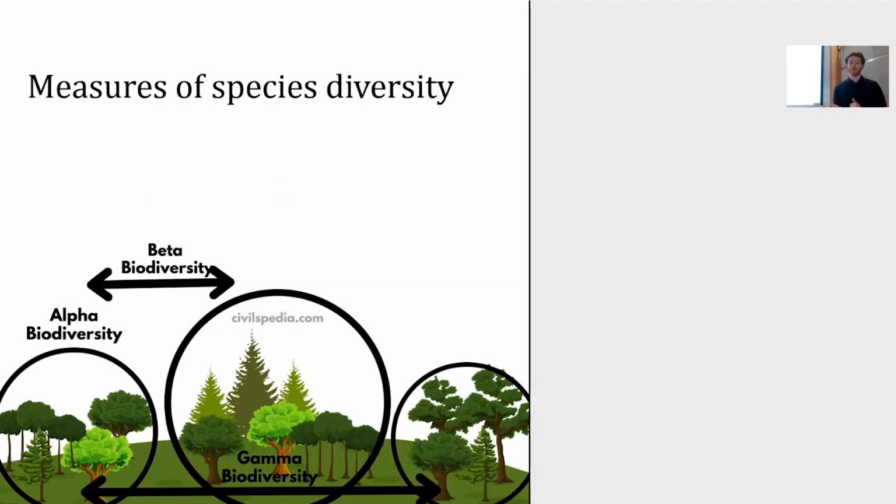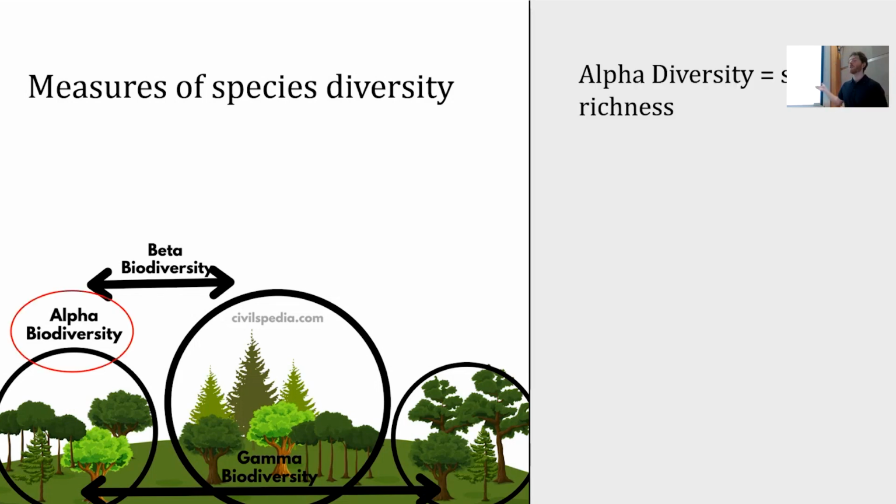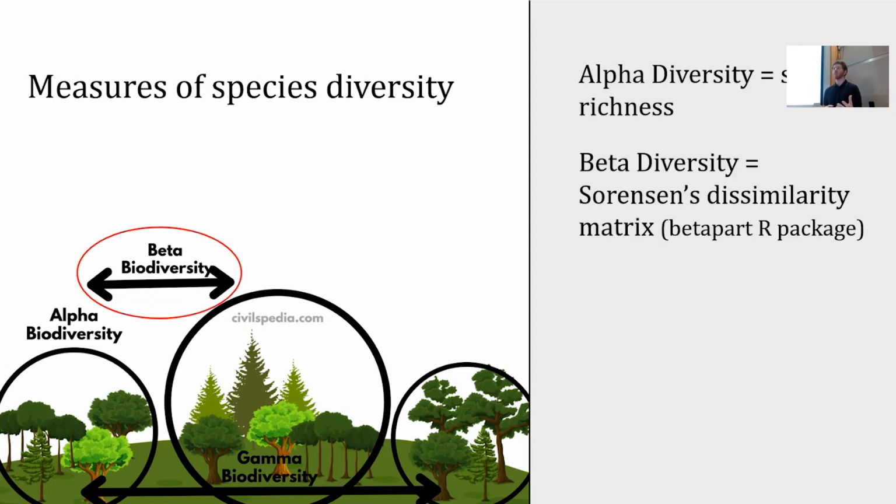There are quite a few different measures of species diversity. So first you have alpha diversity, which is simply the diversity of a community at a certain site or an area. And for that, I'm using species richness, which is again simply the number of species at a site. You also have beta diversity, which is the change in diversity between sites, or the change in alpha diversity.